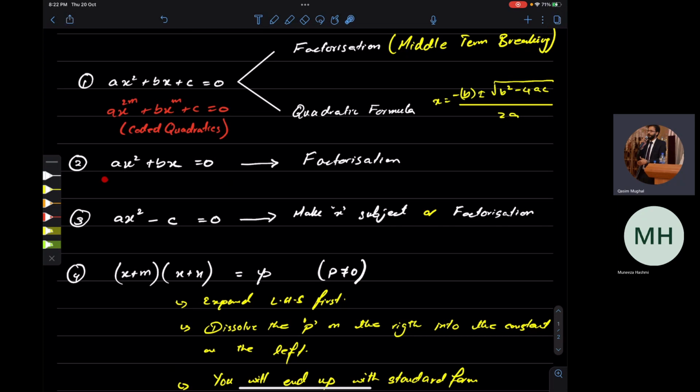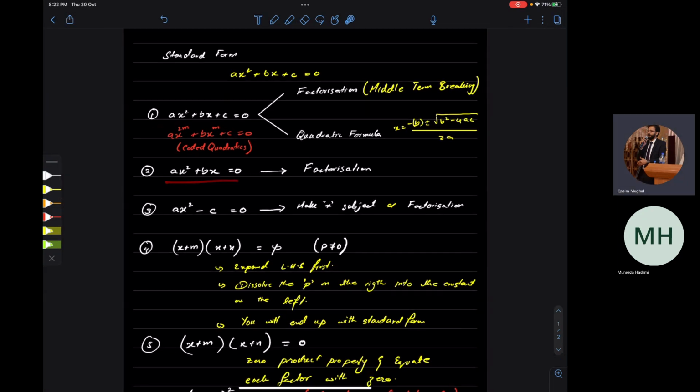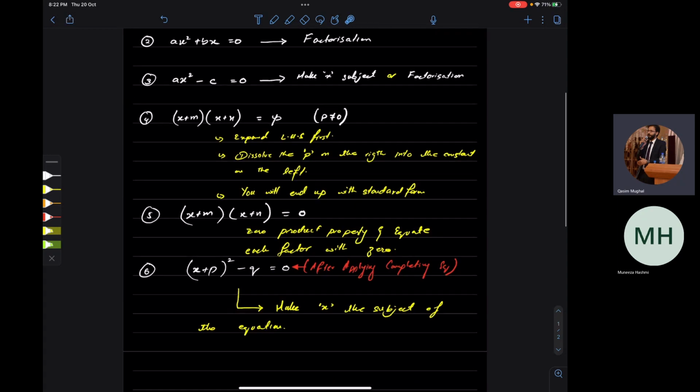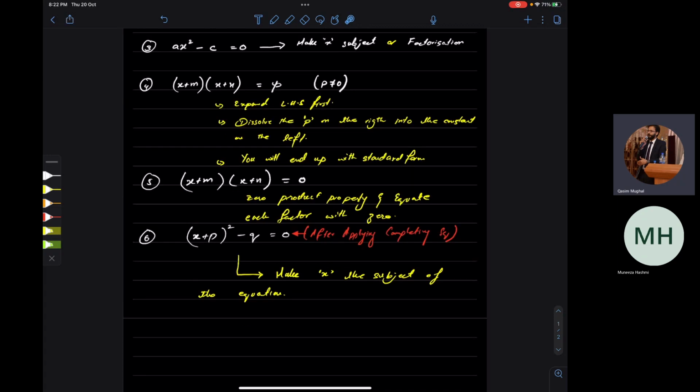Coded quadratics: a quadratic with missing constant term, a quadratic with the missing middle term, a factorized quadratic on the left, but there is a constant number on the right. So this is a bit lengthy process. Like you will expand them first and then dissolve them, and then you will have reached this point, and then you will start solving by either of the methods. This is the very easiest one. You already have factors in that they are equal to 0. So all you get to do is just apply the zero product property and get your desired answer.